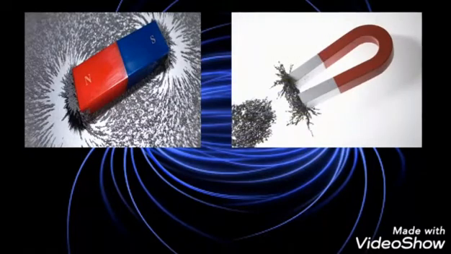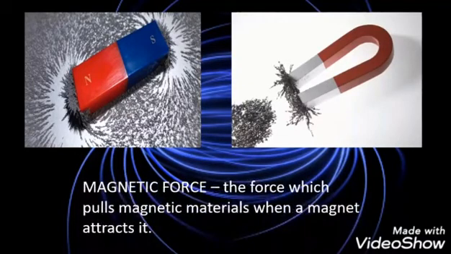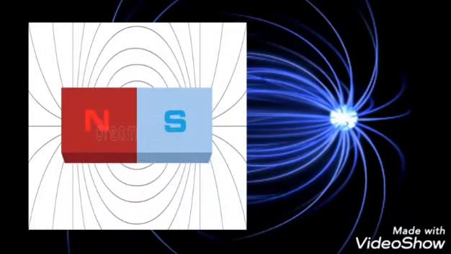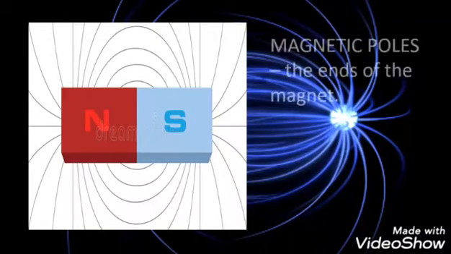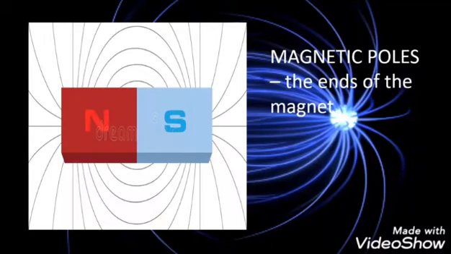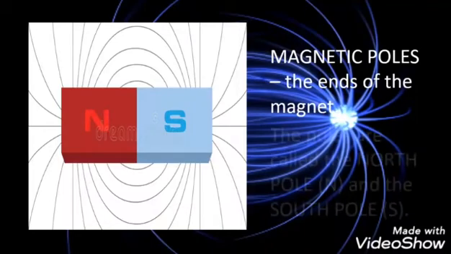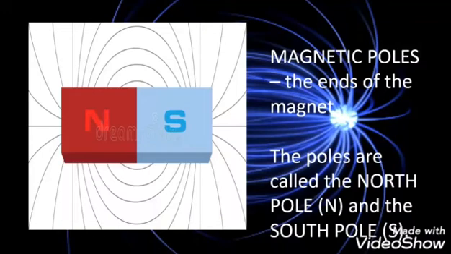Magnets attract magnetic materials. There is a magnetic force which pulls an object when a magnet attracts it. Magnetic force is the force which pulls magnetic materials when a magnet attracts it. You may have noticed that the force is strongest if you use the end of the magnet. A bar magnet's magnetism is strongest at the ends. The ends of the magnet are called its magnetic poles. The poles are called the North Pole and the South Pole.